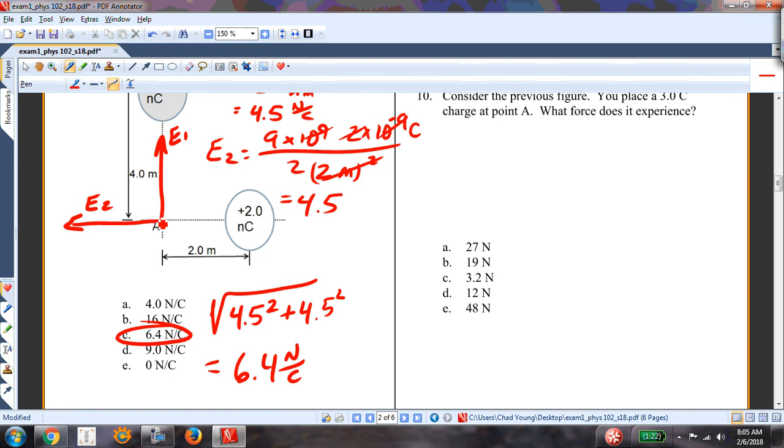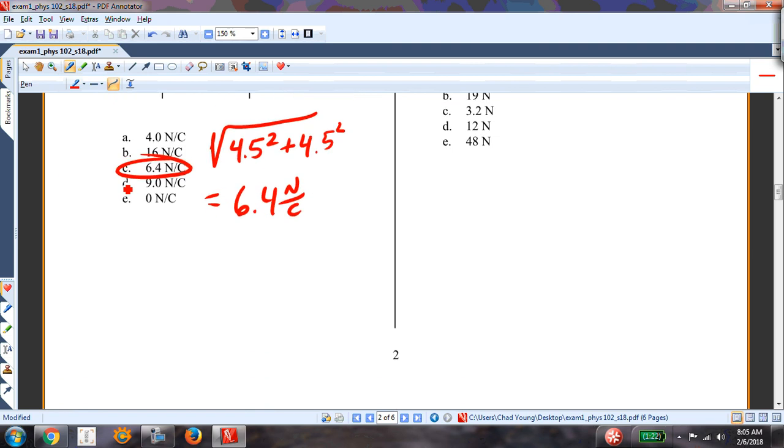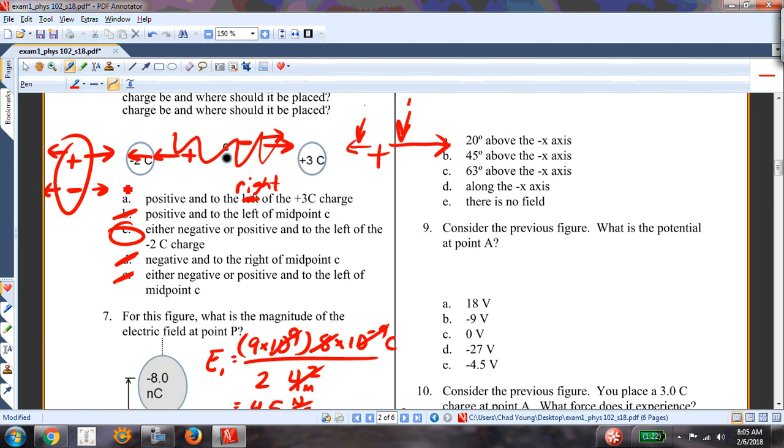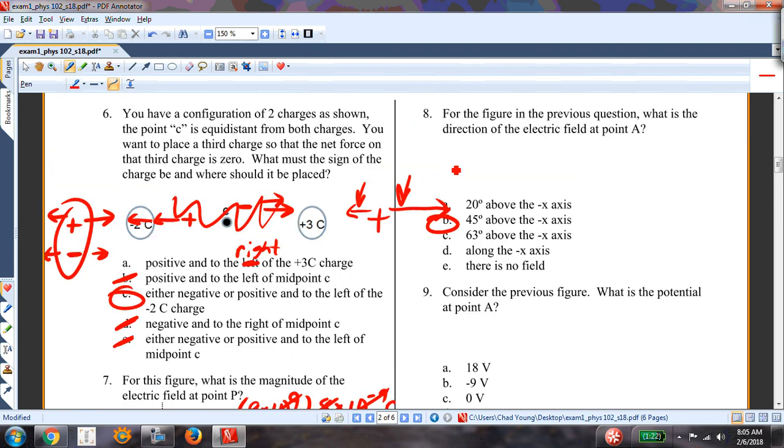And then the angle here, we know that this is an isosceles right triangle, so this is 45 degrees above the negative x-axis. So B, when I'm looking for the direction.